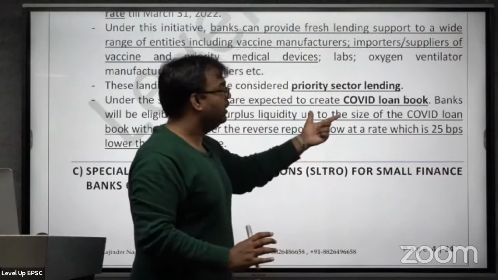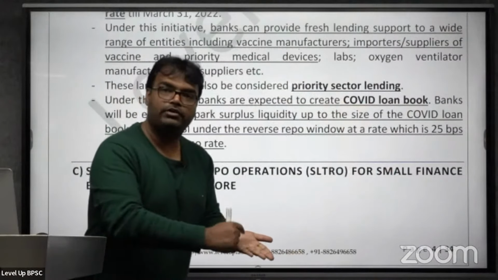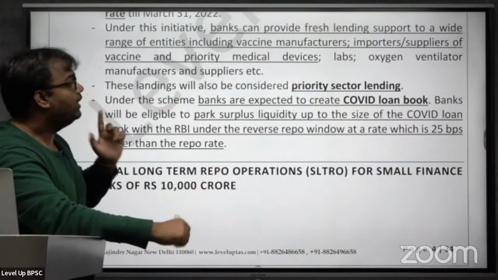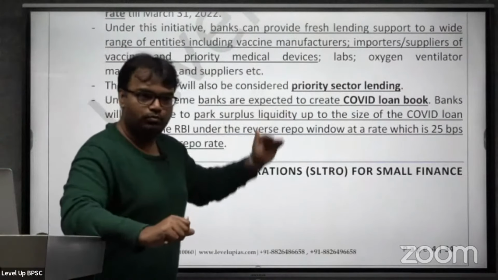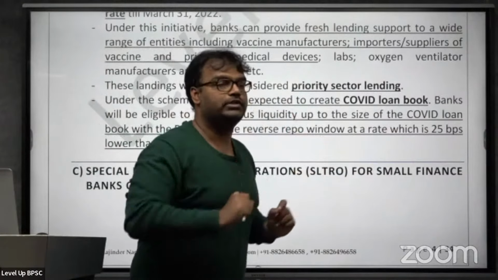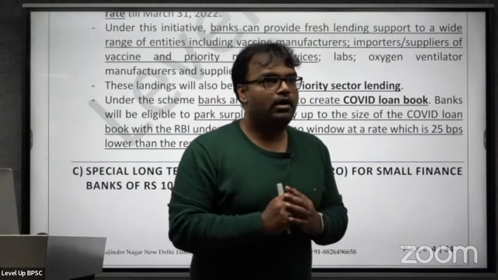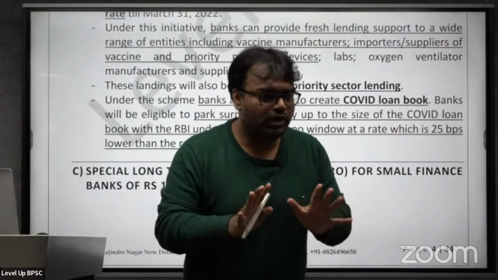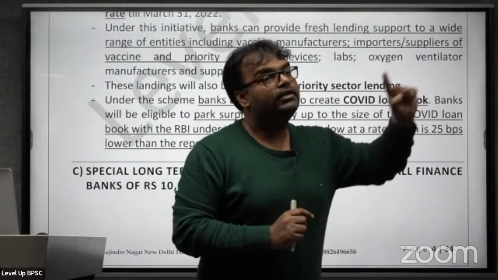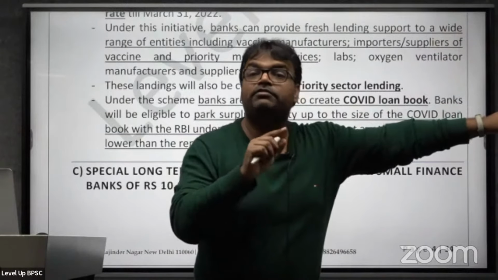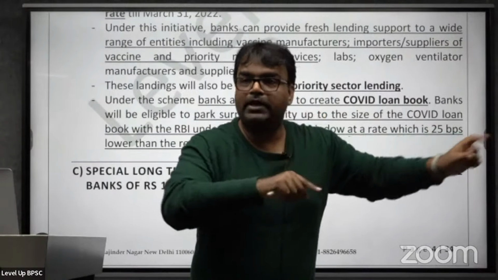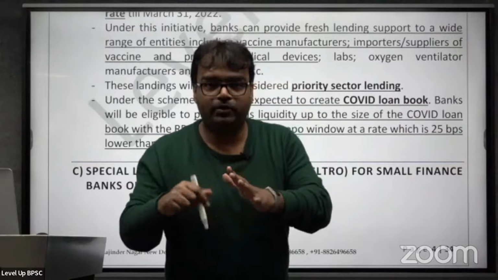Now I'll create a COVID loan book showing that this much money I have lent for COVID-19 related purposes, and the money that I am showing in the COVID loan book as lent outside. Here RBI has provided one more facility. What is the facility? If a bank has excess money with it, what does it do? It gives it to RBI and gets the reverse repo rate interest. Reverse repo rate is lower than repo rate. So when RBI gives you money, the bank has to pay a higher interest rate.